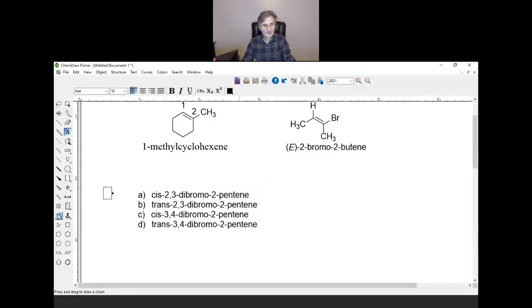cis-2,3-dibromo-2-pentene. So that also tests whether you know the nomenclature. Cis means two bromines are on the same side. So 2-pentene, I made a mistake. Okay, so the double bond is between carbons 2 and 3. And 2,3-dibromo, if it's cis, that means the two bromines are on the same side.